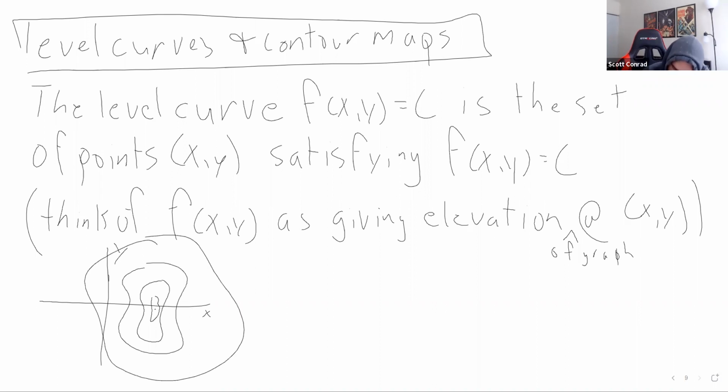So say this is like 200 feet. This is like 150 feet. This is 100 feet, 50 feet. And right there we get zero. So this would be like representing like a valley. So each of these is level curves. And when you put them all together, you get a contour map.